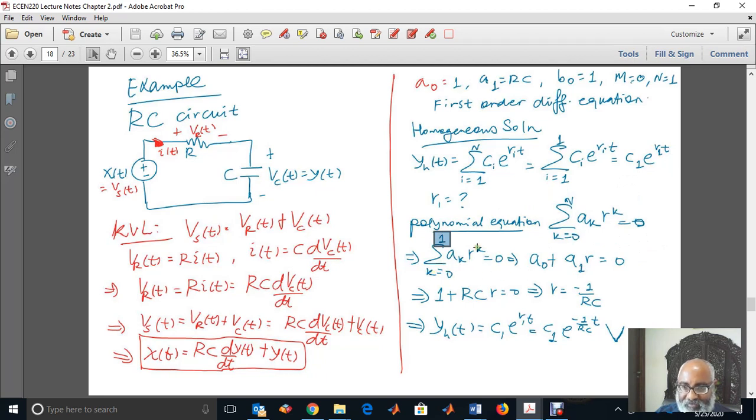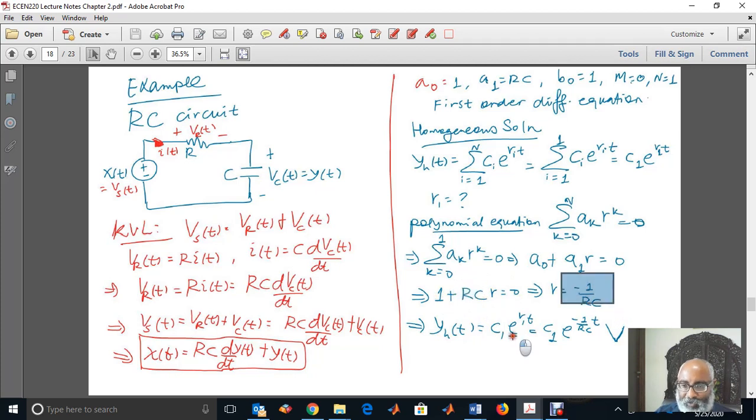This is a compact form. If I expand this, I have a0 plus a1 r is equal to 0. A0 is 1. A1 is capital R times C. Don't confuse it with small r. Small r is our variable. Capital R is known, it is a resistance. 1 plus R times C times small r is equal to 0. So small r will become negative 1 over RC.